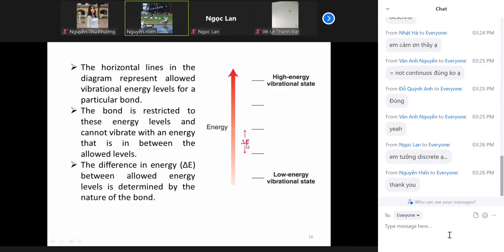And you see delta E. The delta E indicates the difference in energies between the allowed energy levels. And this delta E, as we mentioned above, is determined by the nature of the bond.